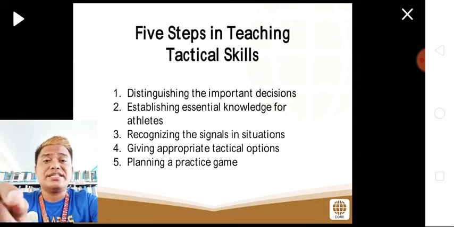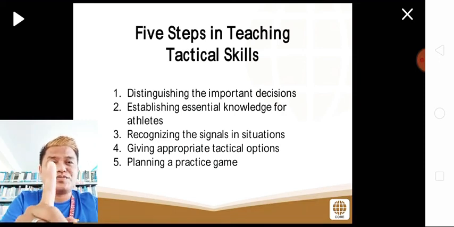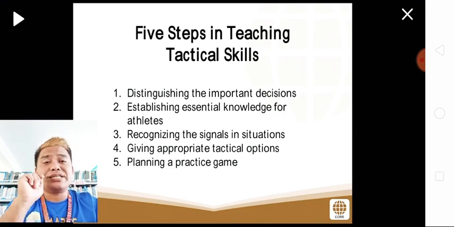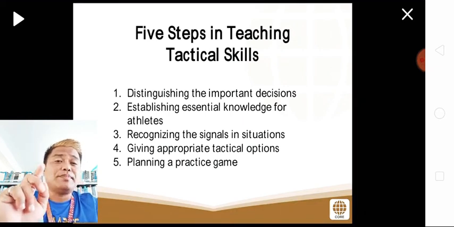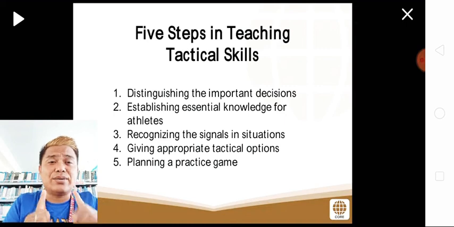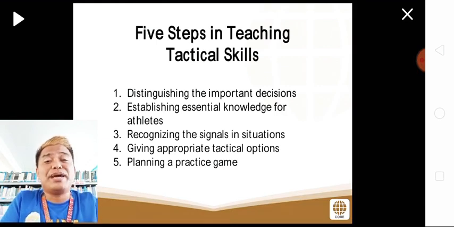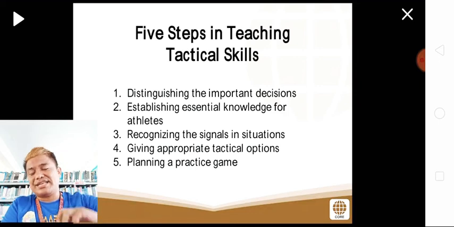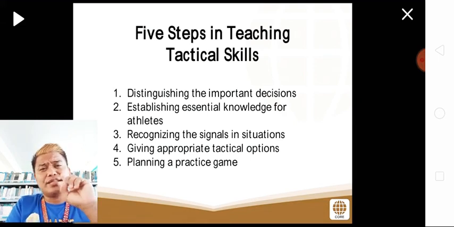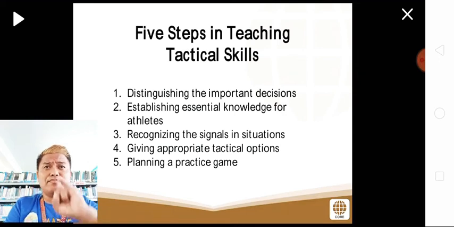So, number 1 for that is distinguish the important decisions. What are the most important decisions? You should be firm. This is establishing essential knowledge for athletes. So, you should establish knowledge. What should be applied? This is what the coach really does. Recognizing the signal in situation, you should have signals as a coach, as a team, as a leader, signals that you use in your team. If that doesn't work, it's not just one strategy, you have plan A, plan B, plan C. Plan A, you do it. If it doesn't work, we go to plan B. This is what we will do, so that we win.